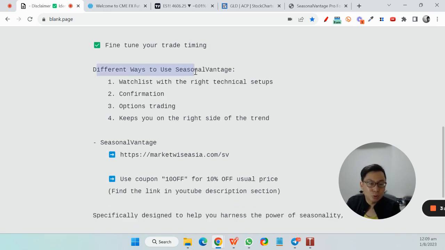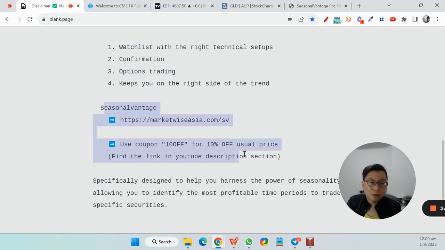And there are different ways that you could use this report. You could use it as a watch list and wait for the right technical setup, then you enter into a trade, because you could already be a seasoned trader and you already have your own entry or trigger, exit, that kind of thing. So you can use this SeasonalVantage as a watch list. And if you are a beginner, you can use it for confirmation or to keep you on the right side of the trend. Options trading is more for stocks, and later I'll go through this offer for the stocks as well.